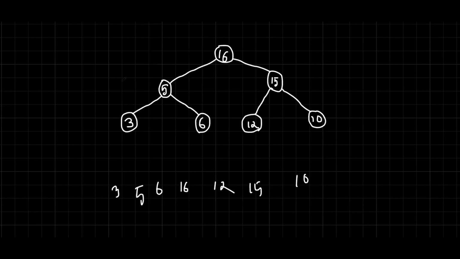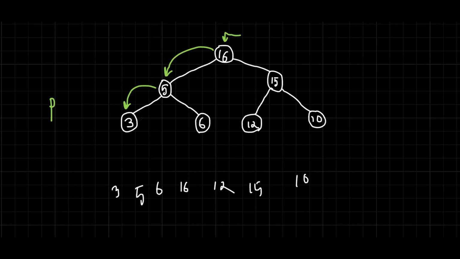Now, let's run an in-order traversal. At first, we are at this node 16. From 16, we'll go to the node 5. From 5, we will go to the node 3. So here, let's take our node, it is the previous, or we can say it is P.